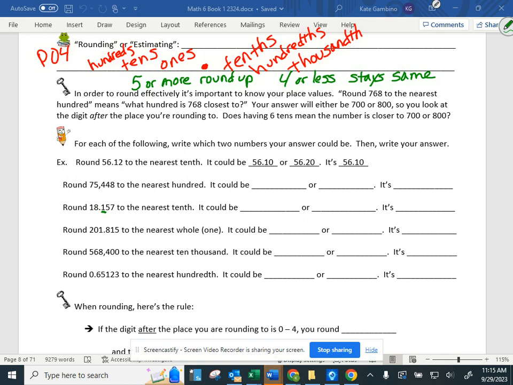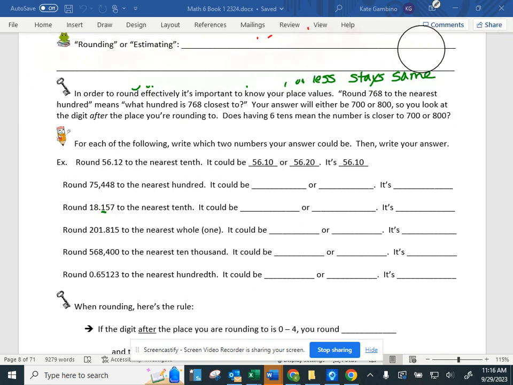Any questions on rounding? All right. Next objective.